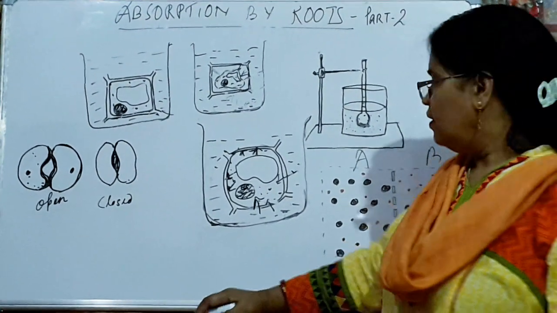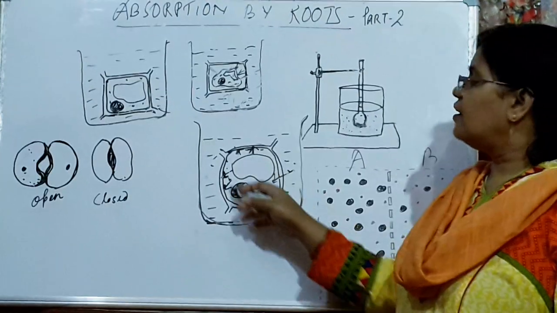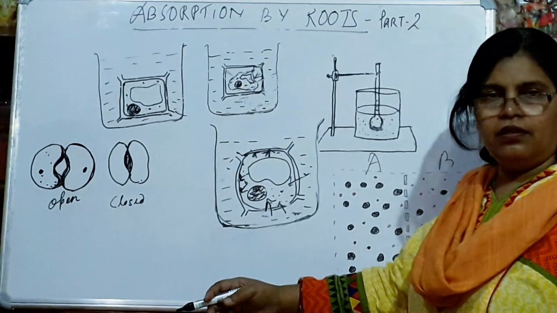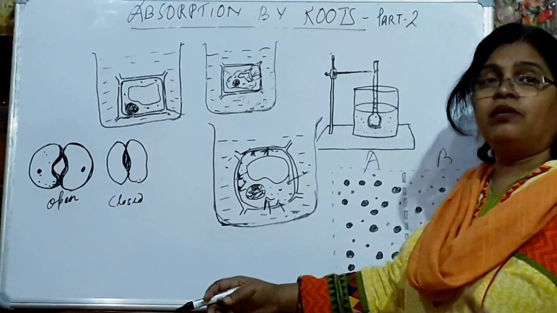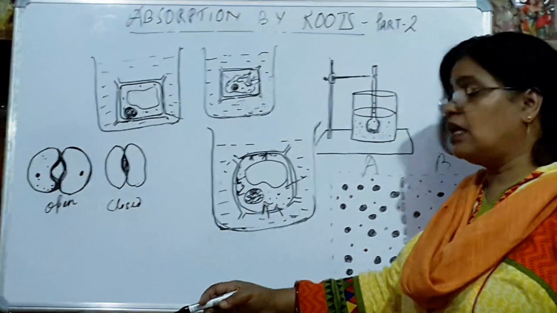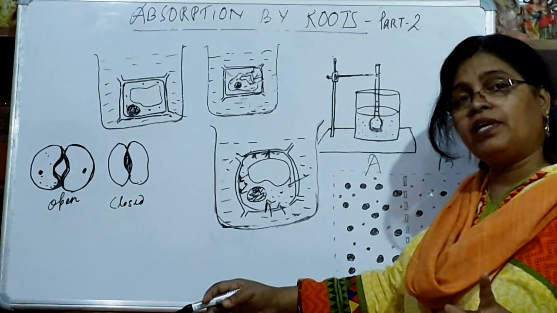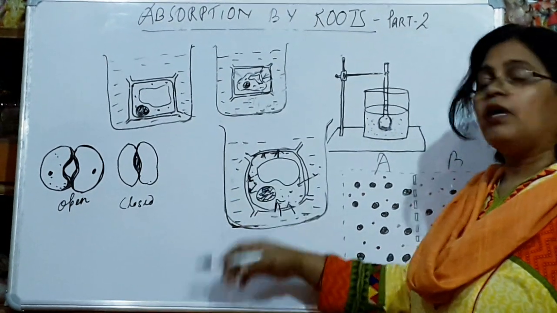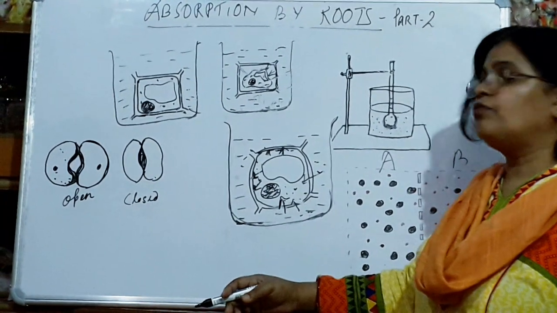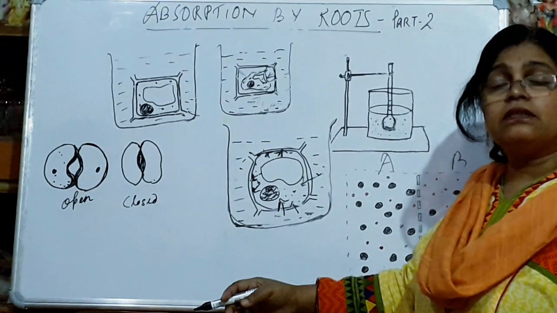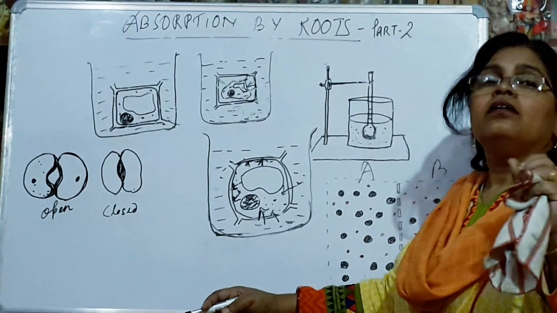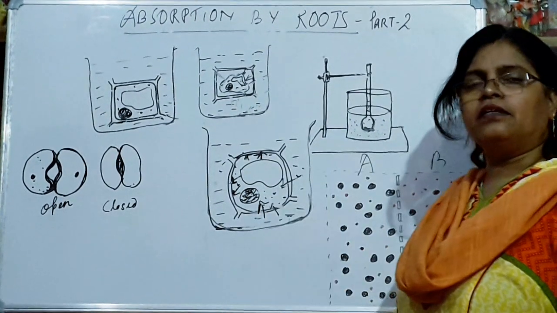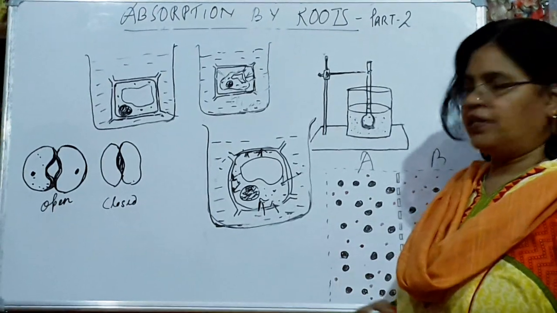Now the pressure is increased here. The cell content exerts pressure on the cell wall. The cell wall and cell membrane are both in touch, and the cell content exerts pressure on the cell membrane, and ultimately the cell wall will be pressurized. Pressure will be exerted on the cell wall. This pressure is called turgor pressure. And as well, the cell wall exerts pressure on the cell content, which is called wall pressure.